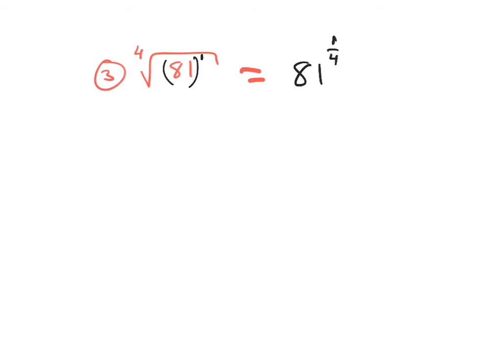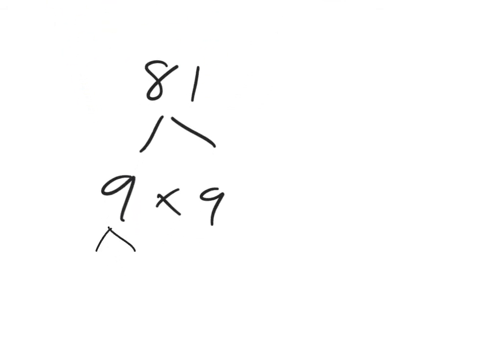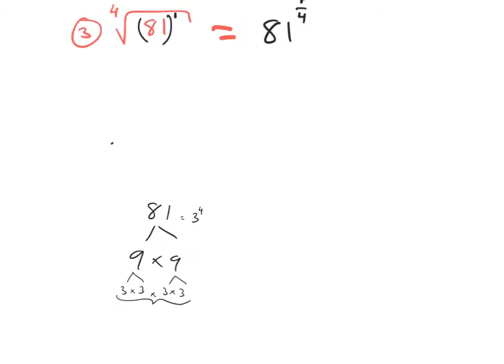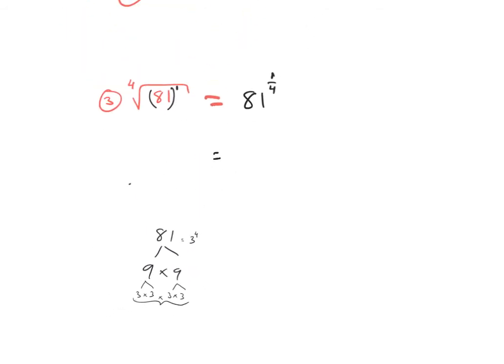So we know that 81 is 9 times 9, and we know that 9 is 3 times 3. So we have 3 four times. So 81 is 3 to the 4th power, and that's going to help us here. So 81 is 3 to the 4th power, to the 1 over 4.